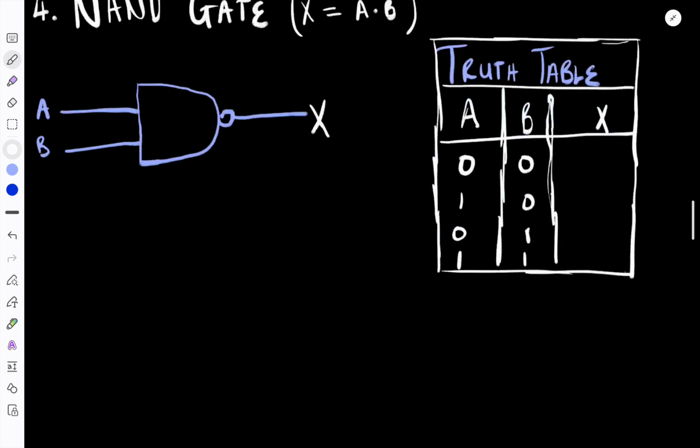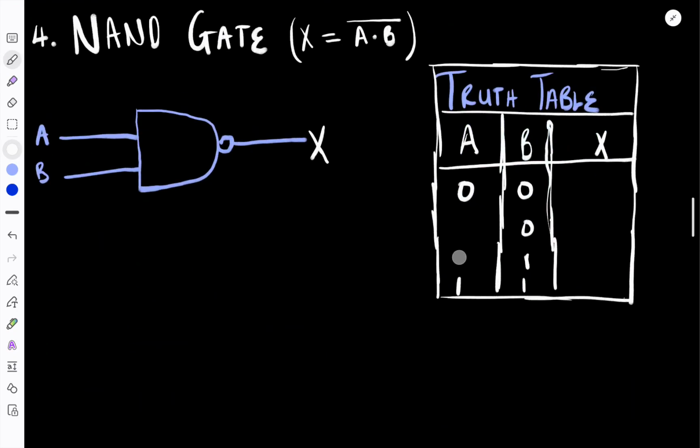Just like we did here. So it's still fine. If you want to do it the other way around, I don't have a problem with that. 0, 0, 0, 1, 1, 0, then 1, 1. We can stick to that. Now, what would be the output? Let's do it. What are we going to do? Multiply the 2 inputs and then invert to get your output.